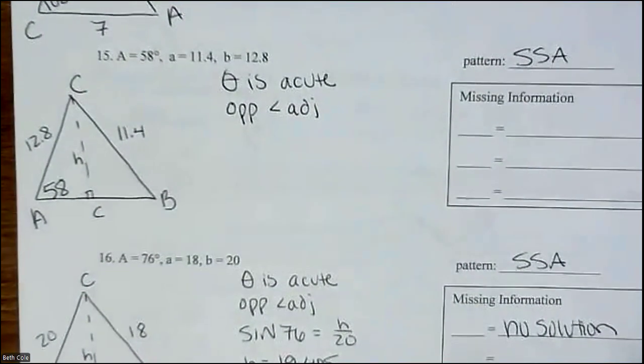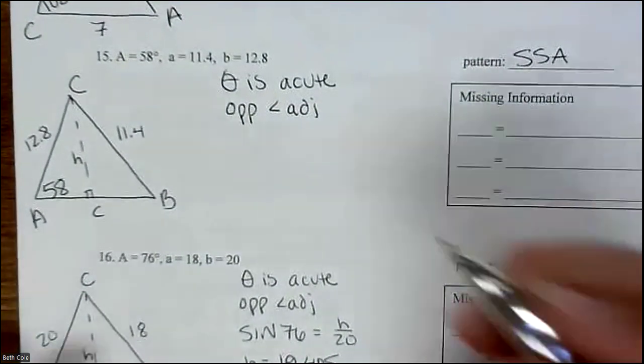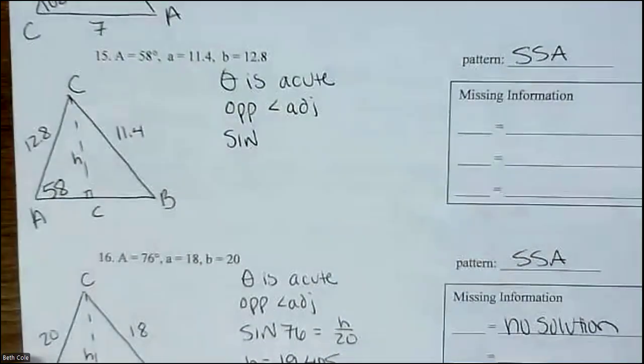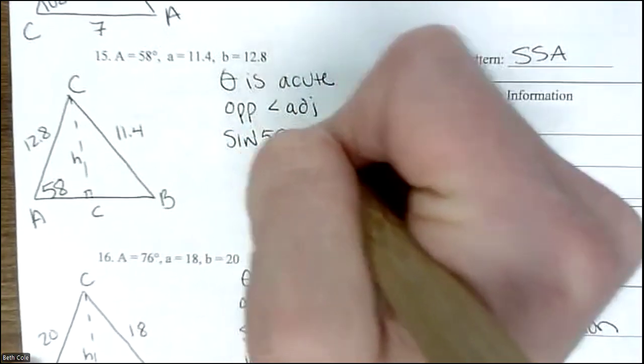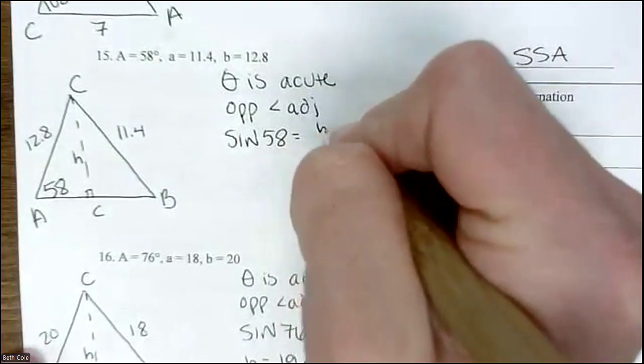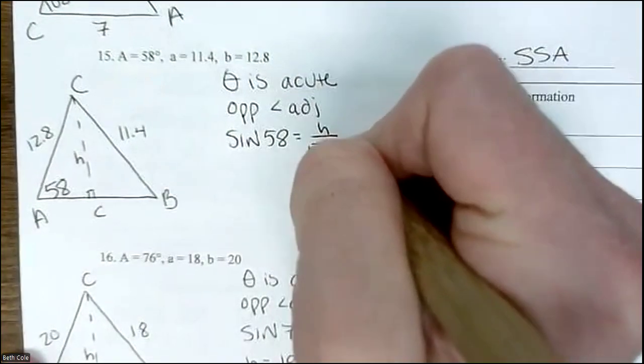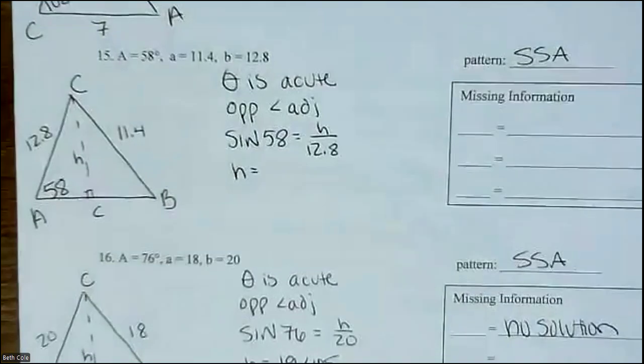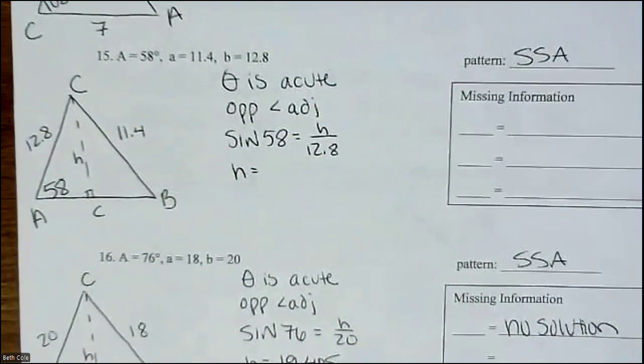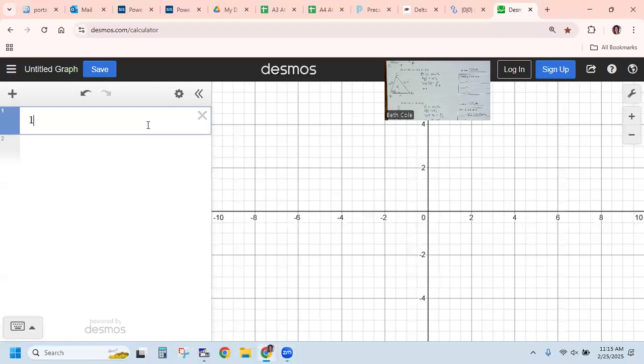It will always be sine. Good. You don't even really have to think about it. It's going to be sine 58 equals H over 12.8. And we're going to plug in and get our height. All right, I got it. And you guys should be checking I typed it right. Does that look good? Okay. 10.855.